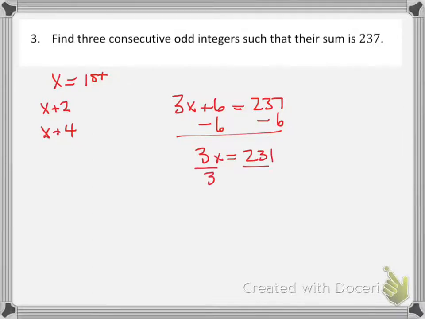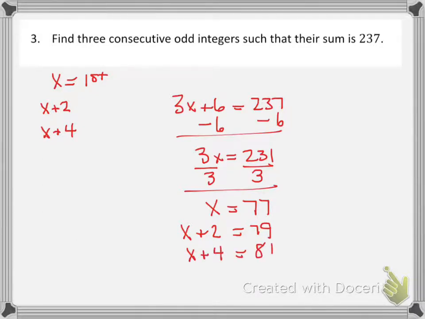Divide by 3, and we get x equals 77. So my first odd number is 77. My second odd number is 77 plus 2. That's 79. And my third odd number would be 77 plus 4, and that is 81. So 77, 79, 81 are my 3 consecutive odd integers.